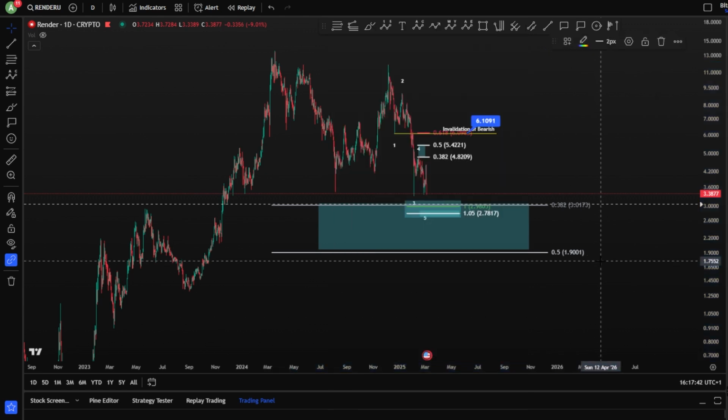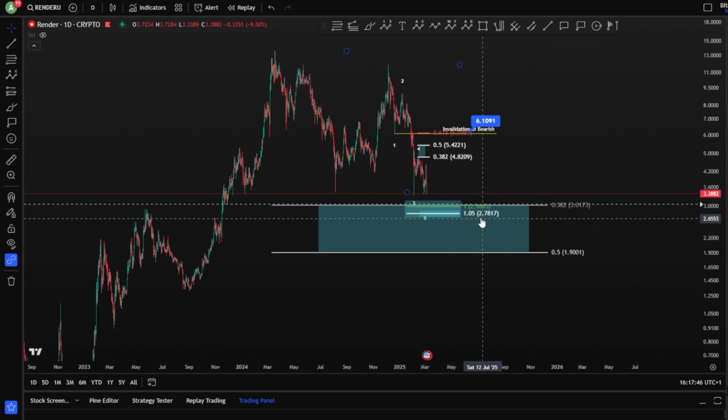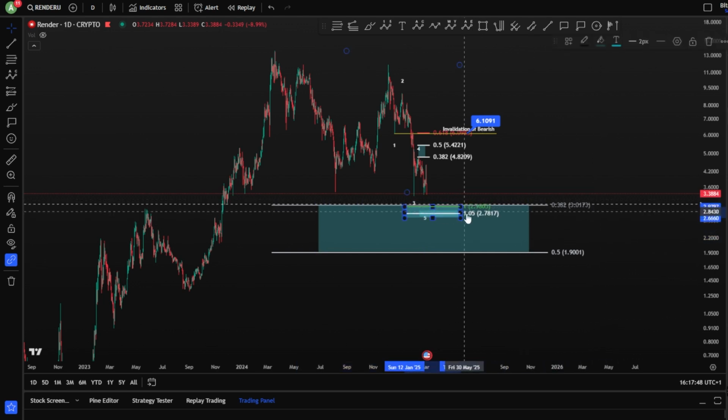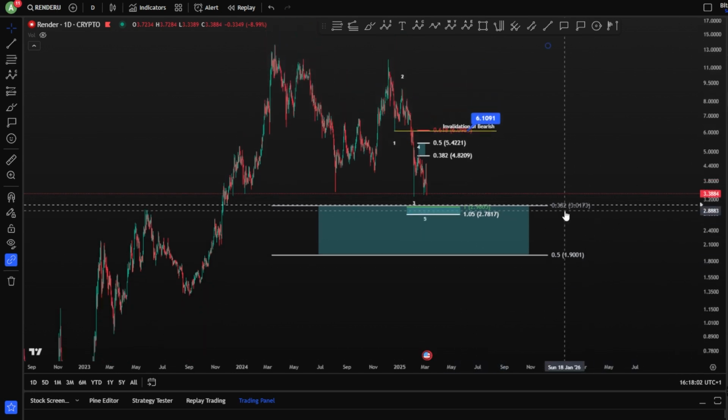And in this scenario, you are looking inside this blue box here, which is also in confluence with this box here. Let's adjust this. Here we go. Inside in confluence as well, inside this box. So for much more precision, I would say even 2.78 would be a perfect target to move toward the upside.